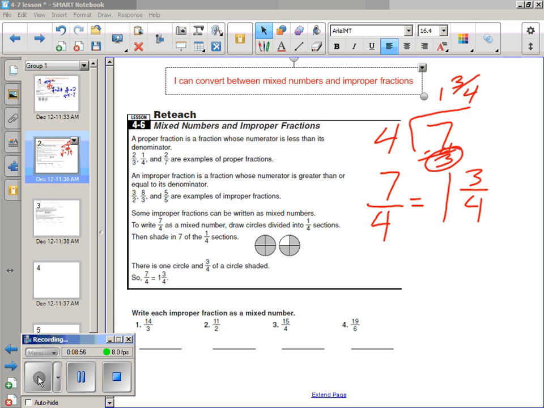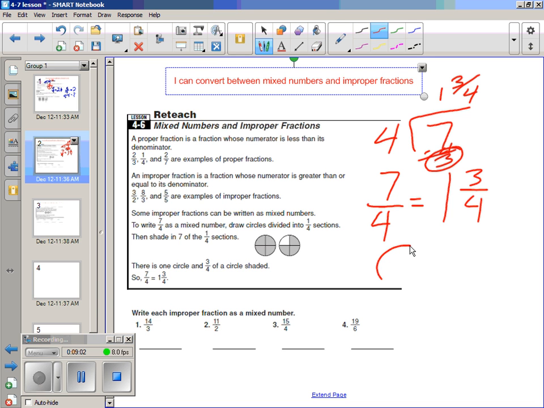Gave you a little bit of time there. 14/3. I went through, I saw a student who did this. Colored them in. 3/3, also known as what? 1 whole. Then did this. Same thing. 3/3, also known as 1 whole. So now we have a grand total of 6/3 or 2. Everybody agree with that?